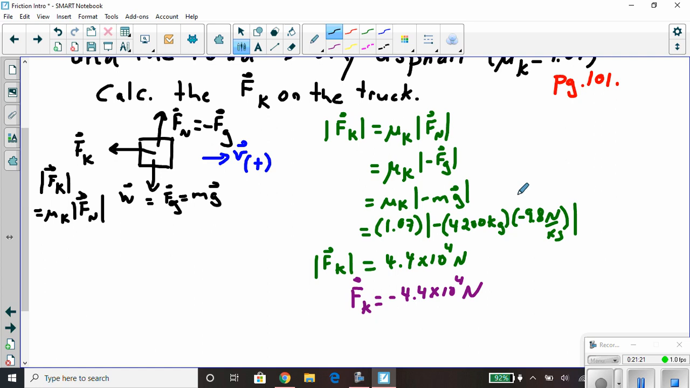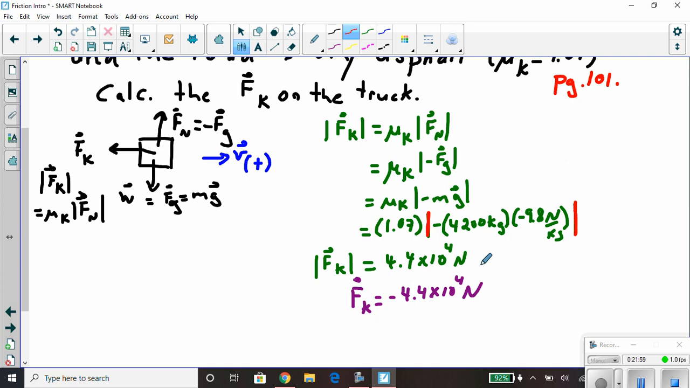Now I've gotten to a place where I can start substituting because I know all of these values. So I put in the coefficient of kinetic friction, 1.07, no units. I put in the mass of the object in kilograms, and I put in the gravitational field strength near the surface of the Earth. Now, what's really important here is this is in magnitude signs. So really, whatever you get here is always going to give you a positive value, always, magnitude signs. We multiply it all together, and we get 4.4 times 10 to the 4 newtons. That's the magnitude of the force of kinetic friction on the truck.